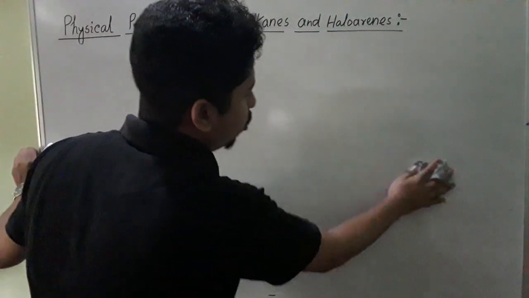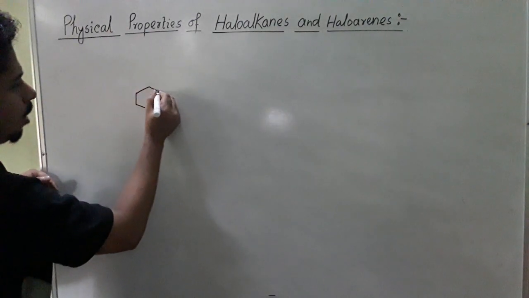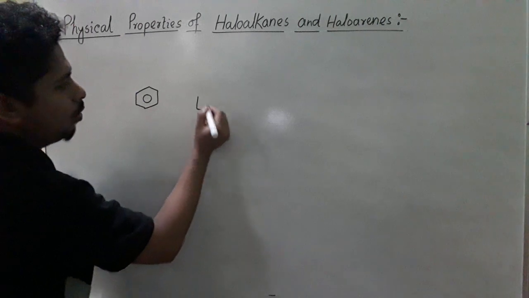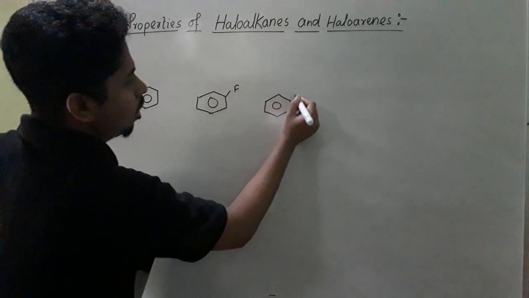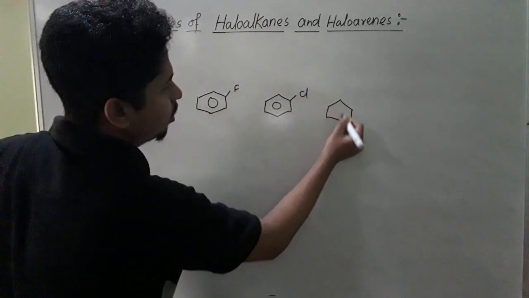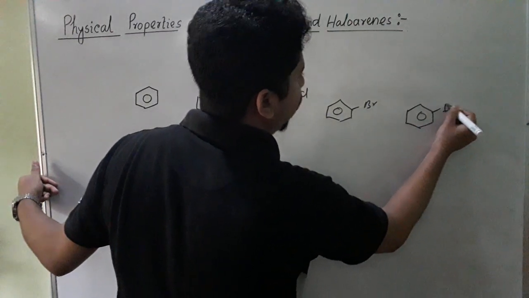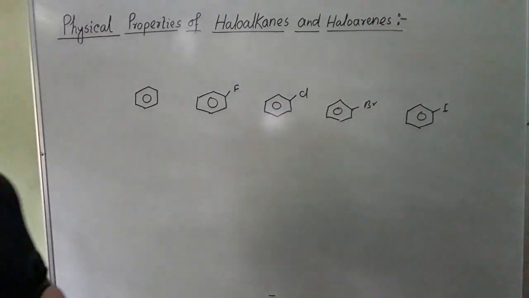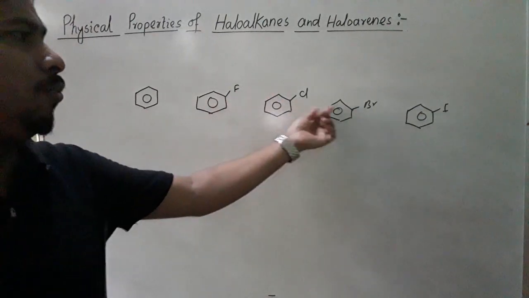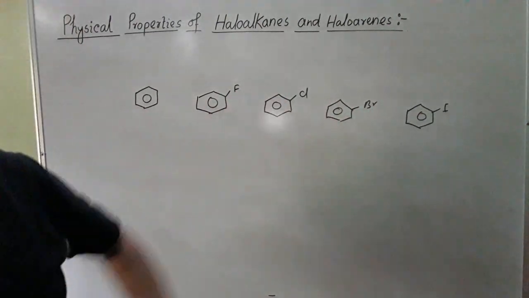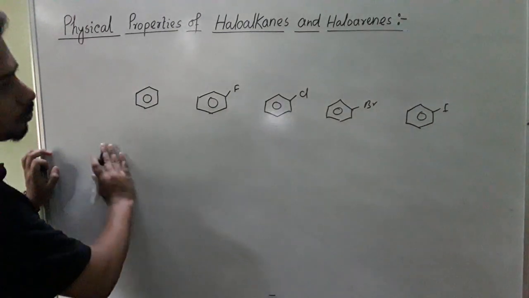Now for haloarenes also, if we consider one arene, suppose we have a benzene ring, its corresponding haloarenes will be fluorobenzene, then chlorobenzene, then bromobenzene, and the last one is iodobenzene. For these haloarene molecules also, with the increase in the atomic mass of the halogen atom, the boiling point also increases.